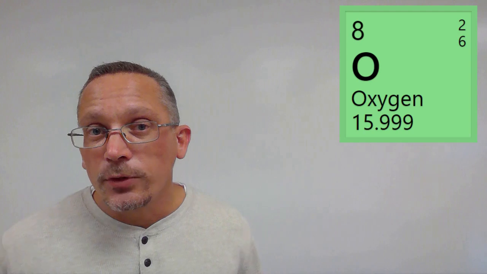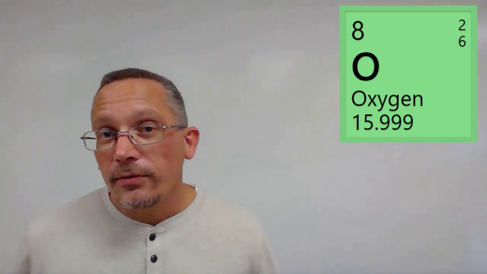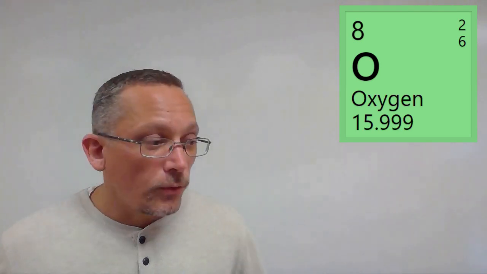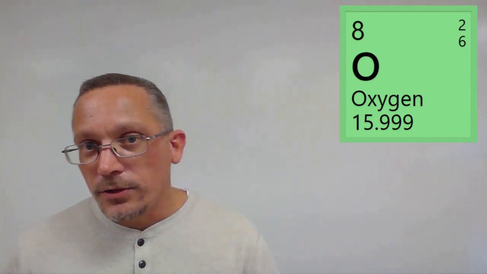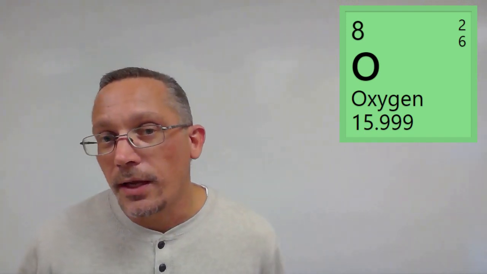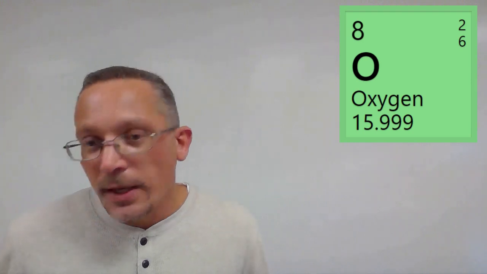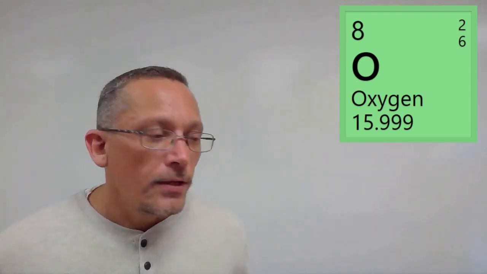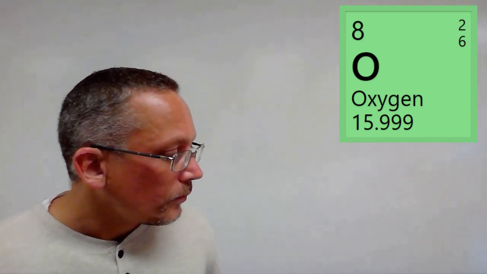And most periodic tables will have the atomic number in the box. You'll also probably find the element's name and/or the element's symbol, right? So it might say oxygen, O, or it might just say O, or it might just say oxygen, right? Depending on the periodic table you're looking at. But most of them will tell you which element it is in that box.